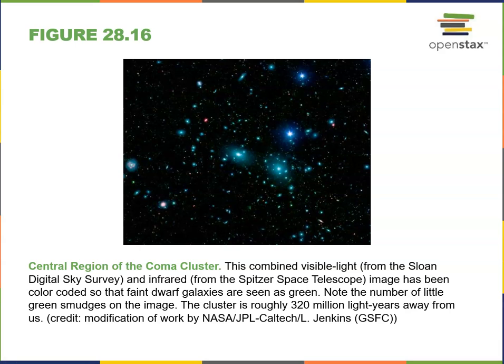So here we can see this Coma cluster. So rich clusters, such as this one, usually have a high concentration of galaxies near the center. We can see giant elliptical galaxies in the central regions, but few, if any, spiral galaxies. The spirals that do exist generally occur on the outskirts of the clusters.